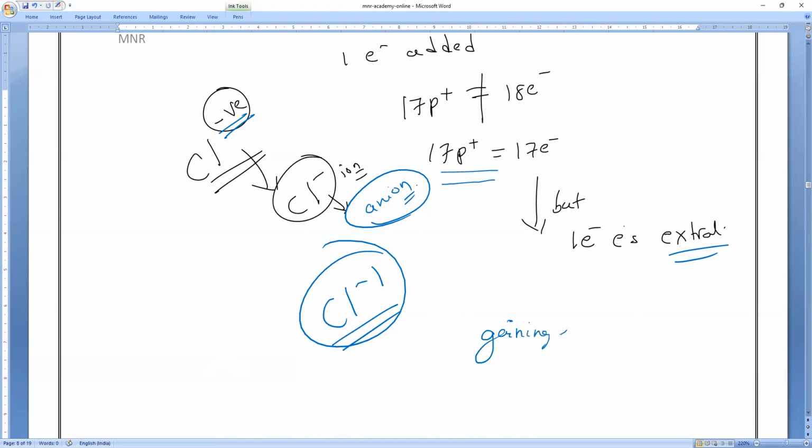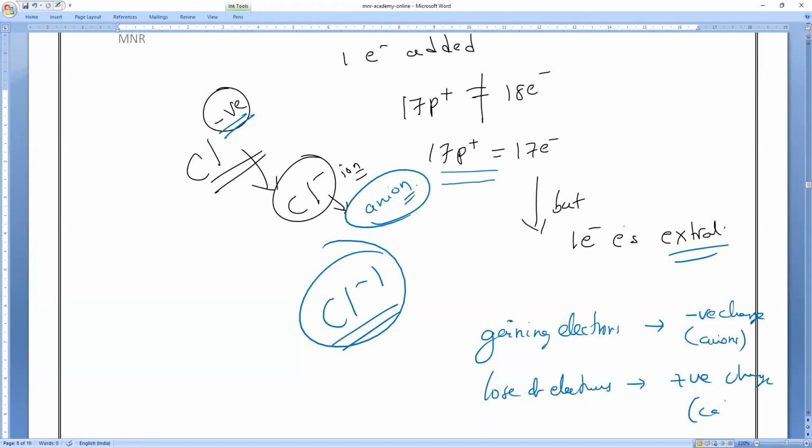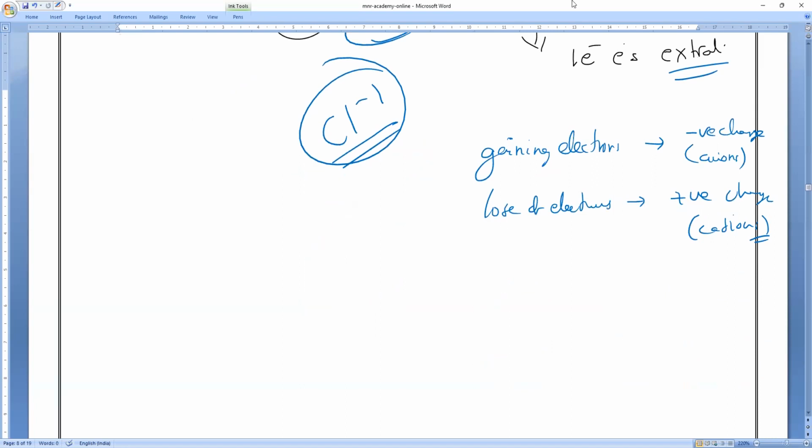By gaining electrons, they will turn into negative charge or positive charge? They will turn into negative charge. By loss of electrons, they will turn into what charge? They will turn into positive charge. Negative charges we call anions. Positive charges we call cations. Please note it. So atoms will turn into ions by loss of electrons or by gain of electrons. I hope you all understand. Anybody having a doubt, you can ask me or else we'll proceed further.